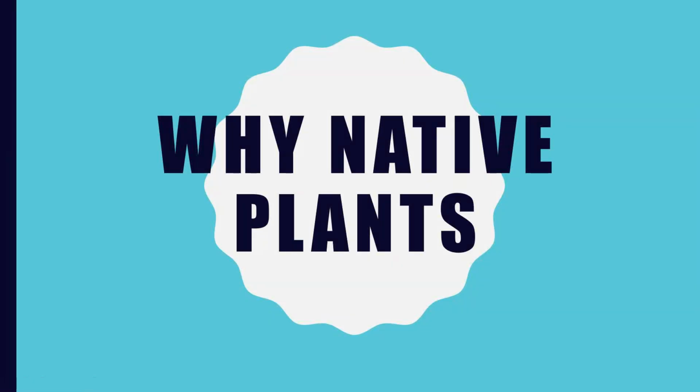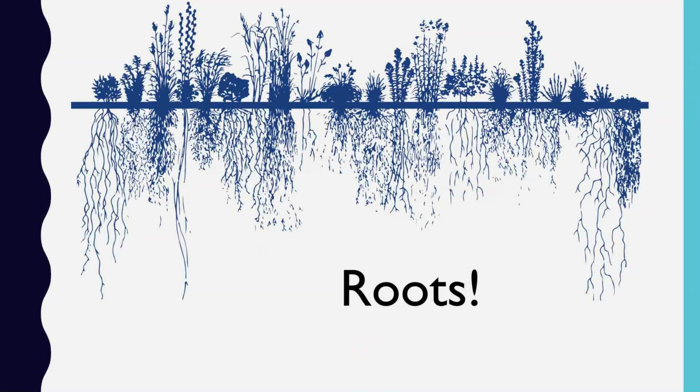So, why do we choose native plants? Why do we push native plants? Why do you see so much of that going on? Well, roots are one of the really big things. As you can see from this really neat picture, native plants have very deep roots. These roots help with water infiltration, they help with stabilizing soil, and they really help everybody. They help the soil microbes, and then they help, like I said, with the water.